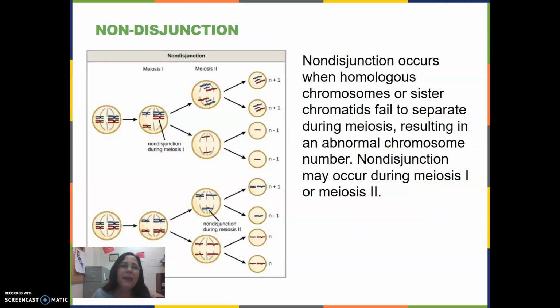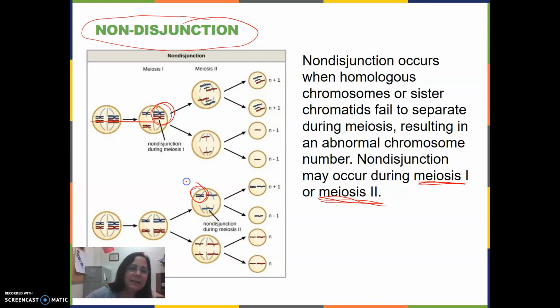Okay, now something that can happen, this is a totally different topic from what we've been discussing. This has nothing to do with linkage or crossing over, but non-disjunction is something that can happen during meiosis, and it is the failure of chromosomes to separate. Now, they can fail to separate during meiosis 1. If they fail to separate during meiosis 1, then the homologous pairs stay together, they don't segregate. If they fail to separate during meiosis 2, it is the sister chromatids that don't separate. And you can see that happen here.